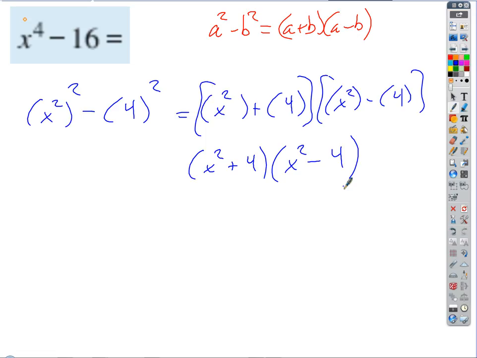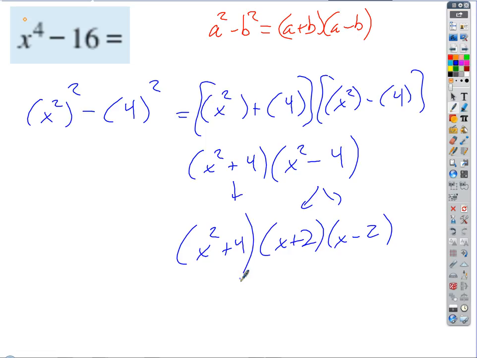What about this one? That's another difference of squares, isn't it? That's x squared minus what squared? 2 squared. So this is gonna split into x plus 2 times x minus 2, and this one can't go any further, because it's a sum of squares, right? Okay, so what's the trick? Well, there's nothing there you didn't already know. It's just using an old pattern on a new kind of polynomial, right?